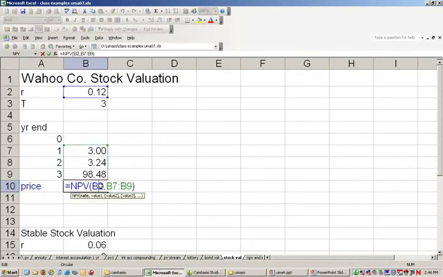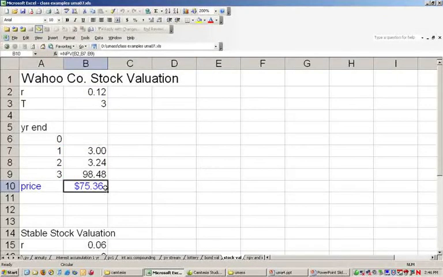this time I'll just show you. It's invoking the NPV function. The rate is the 12% here in B2, and the cash flows are in these cells for years 1 through 3. And this stream of cash flows gives us a current market price for the Wahoo stock of $75.36.